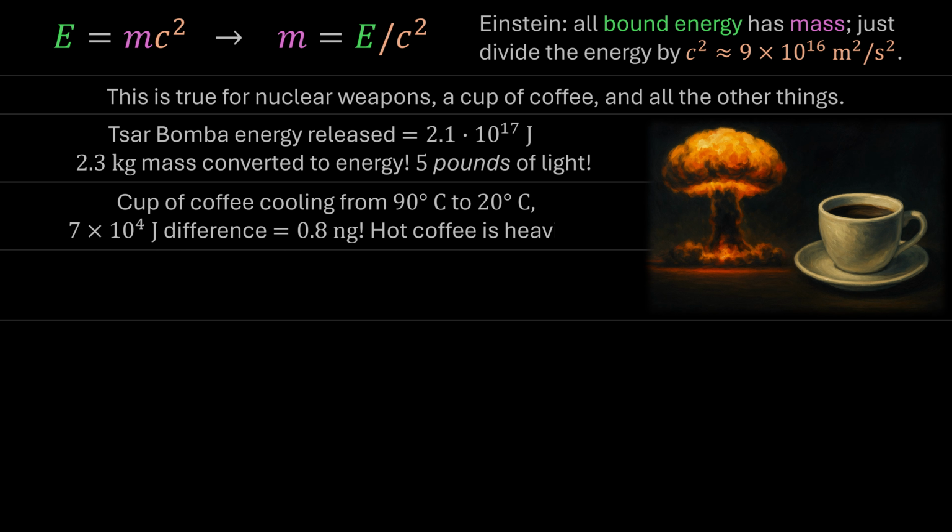A hot cup of coffee is actually heavier than a cool cup of coffee, just because of the difference in thermal energy. Now, in reality, the amount of water vapor that's evaporating as the coffee cools has a way bigger effect on the mass than this whole thing about thermal energy. If you were to have two of the exact same cups of coffee, but one of them is at 90 Celsius and one of them is at 20 degrees Celsius, there is going to be a tiny little 0.8 nanogram mass difference between those cups of coffee.